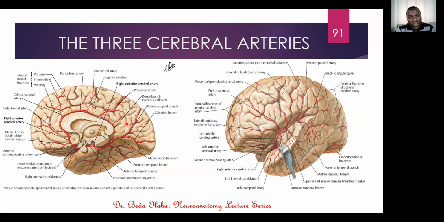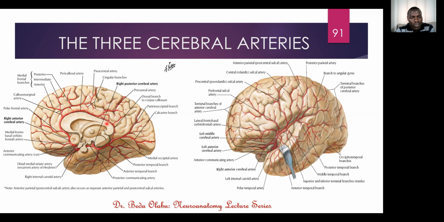So they run on the surface of the brain, so they supply the cerebral cortex. The anterior cerebral artery, to start with, is this one. Anterior cerebral artery runs within the longitudinal fissure. Longitudinal fissure is that cleft that separates the right and the left hemisphere. So anterior cerebral artery runs within the longitudinal fissure. You can call it the median fissure, around and above the corpus callosum.